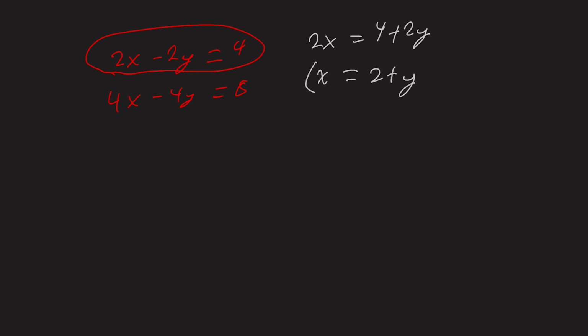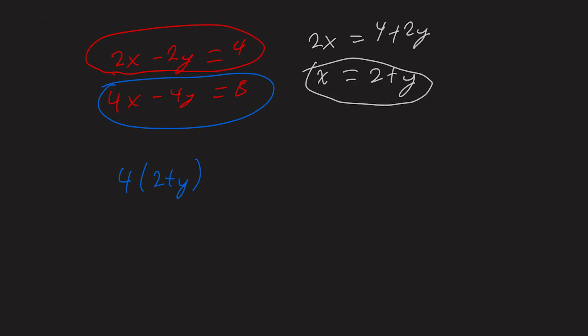So now I have something to substitute with. I have one variable by itself. So now I'm going to take this x and plug it into the other equation. 4 times (2 plus y), because that's what x equals, minus 4y equals 8. Okay? So upon distributing the 4, I'm going to get 8 plus 4y minus 4y equals 8.